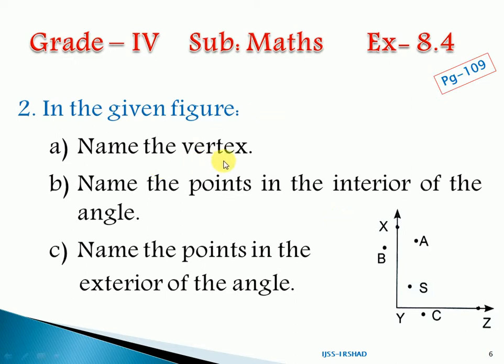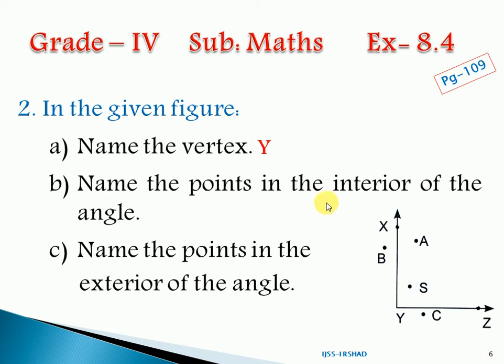Now name the vertex. So what will be the vertex in this figure? Already I have explained to you about the figures. Vertex is called the meeting point of two arms. So here you can see these two arms, and both are meeting at this point, and this point is named as Y. So name the vertex. Vertex will be Y. You can write it here, Y.